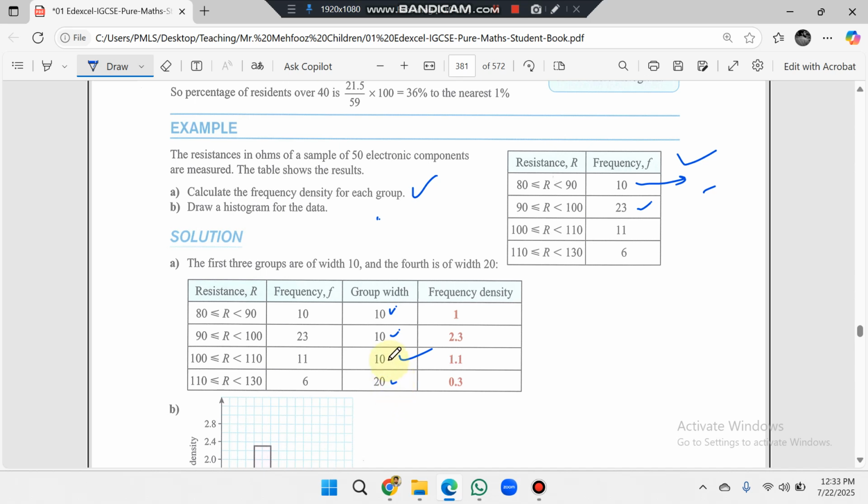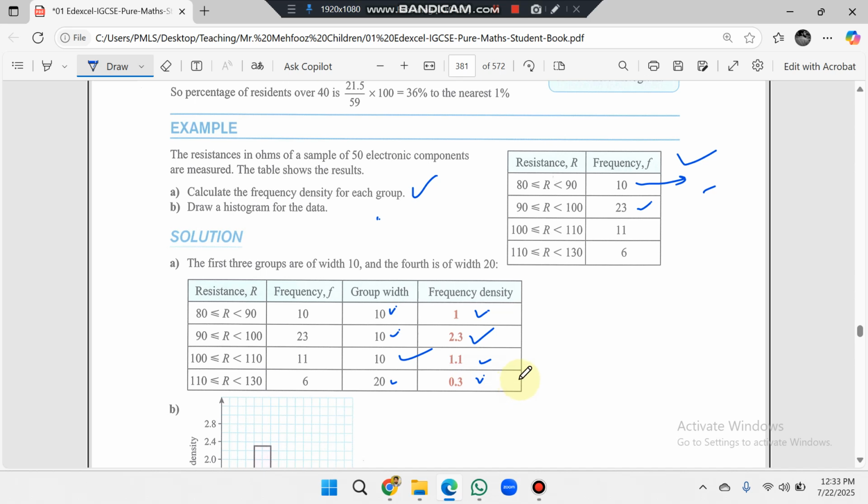So first of all we have to find the frequency density, that is basically equals to frequency over group width. So frequency over group width, 10 over 10 that is 1, 23 over 10 that is 2.3, 11 over 10 that is 1.1, and 6 over 20 that is 0.3. So this is the frequency density for this given data, right?